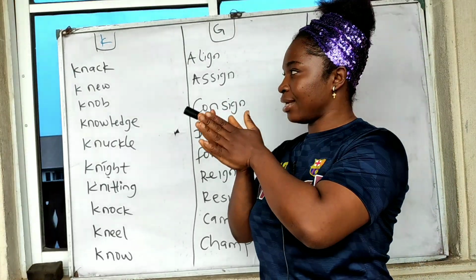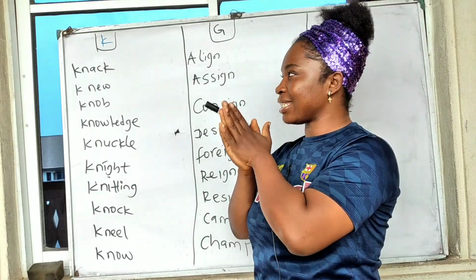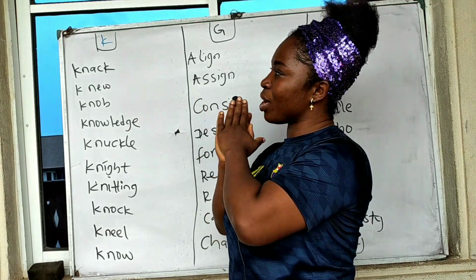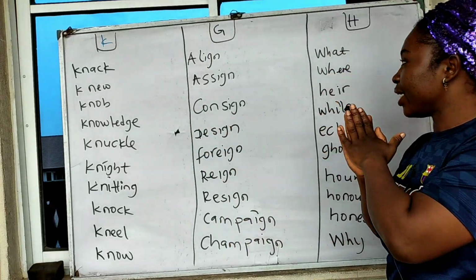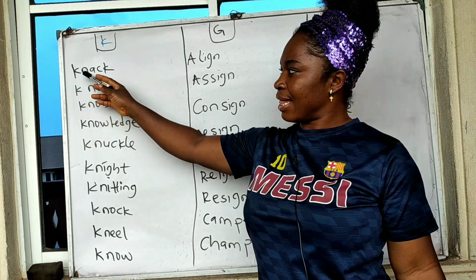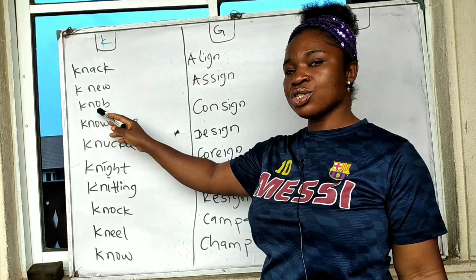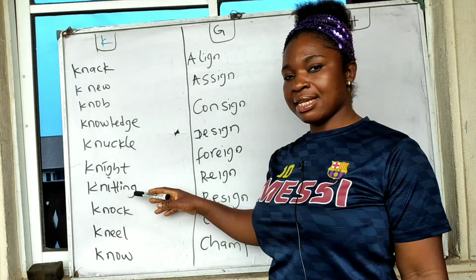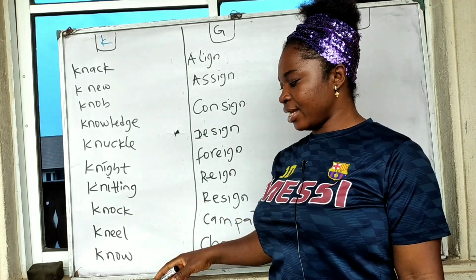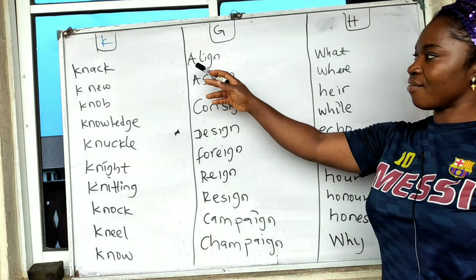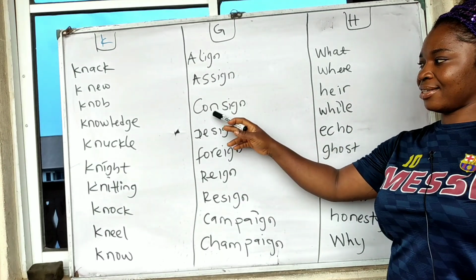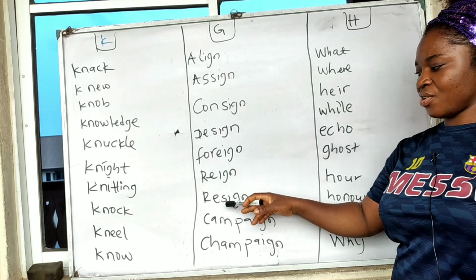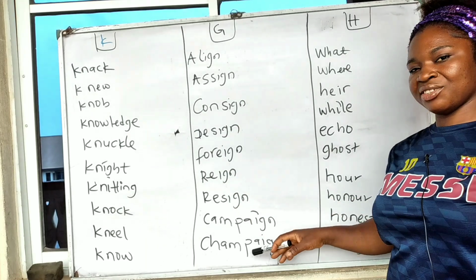So there is no straight way when it comes to these silent letters. The only way is to know the words. You have to know the words in which every letter of the English language is silent, when they are silent and when they are not silent in a particular way. Okay, so let's go over this together. We have knack, new, knob, knowledge, knuckle, night, knitting, knock, kneel, known. Right here we have align, assign, consign, design, foreign, rain, resign, campaign, champagne.